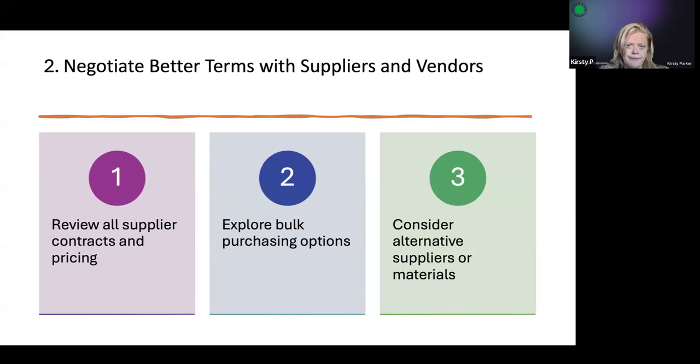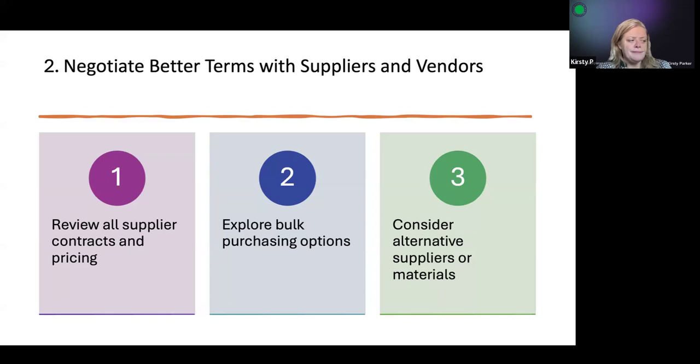The final one on this one about better terms is considering alternative suppliers or materials. It's often people are reticent to change their supplier when they've had a good trust built up over years with their current suppliers. And normally, as I said in the first point, you can get a better deal with your current suppliers anyway, but it's always worth researching other suppliers and other materials that you could potentially use.